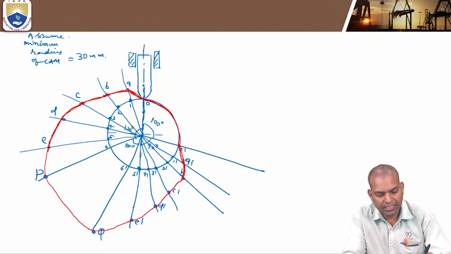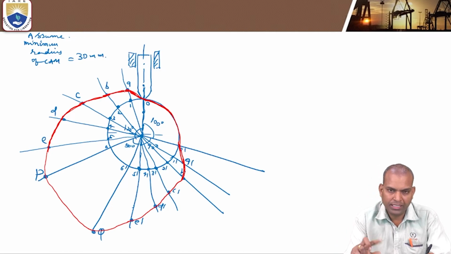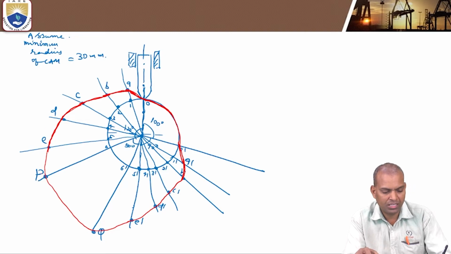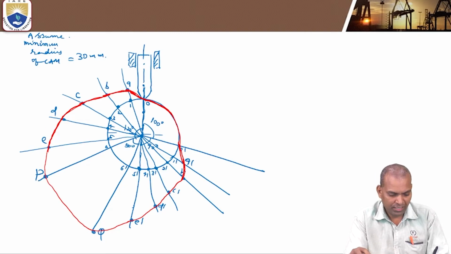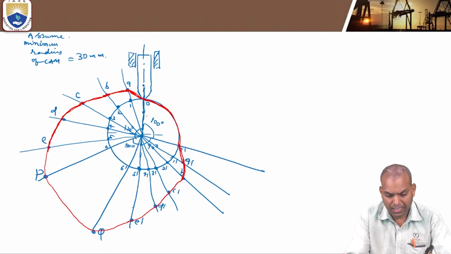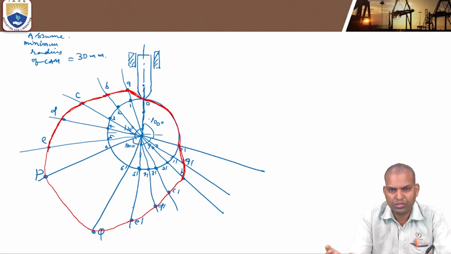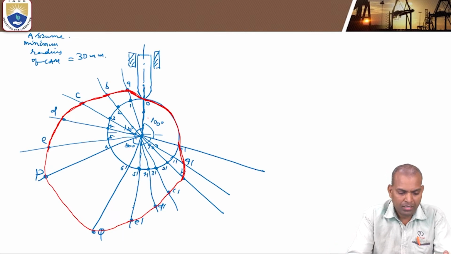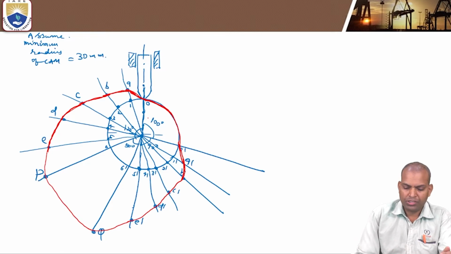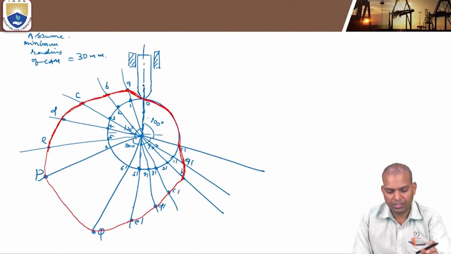Now point A is the tracing point for the follower for the next 20 degrees. For the next consecutive 20 degrees it is at B, C, D, E, F. Similarly, the return stroke. There are 100 degrees of dwell. During the dwell of 100 degrees, the follower neither moves upwards nor downwards. So this is the procedure for the question. This is the solution which we answered.